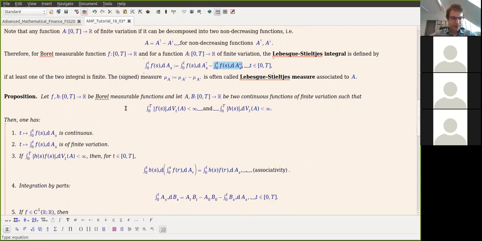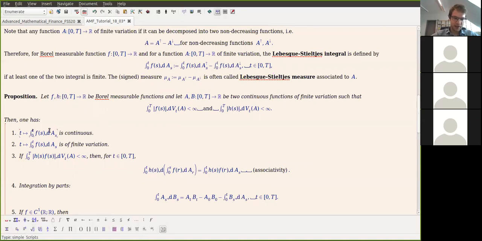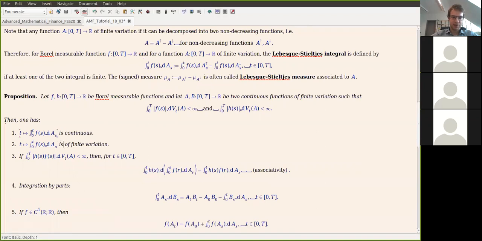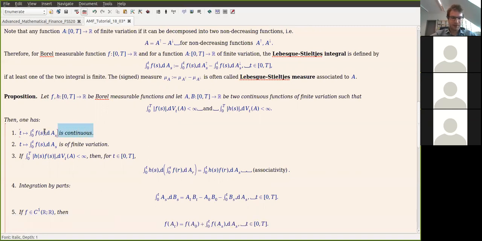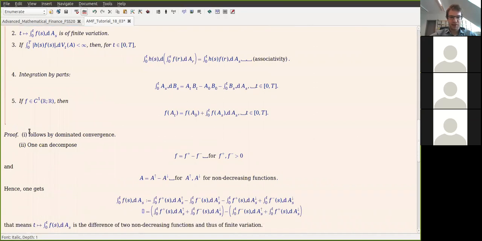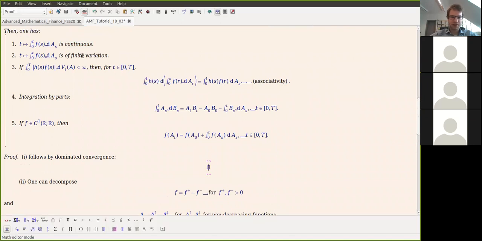Okay, and now we have all the properties we want to have, namely the function t, mapping the time to the integral process here. So consider the integral as a process in time. This is a continuous function. So why is this the case? The argument is rather simple. It's just the dominated convergence theorem, right?